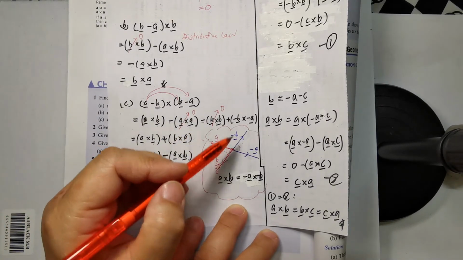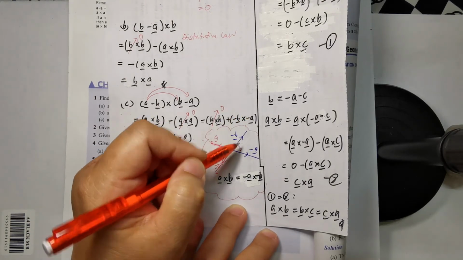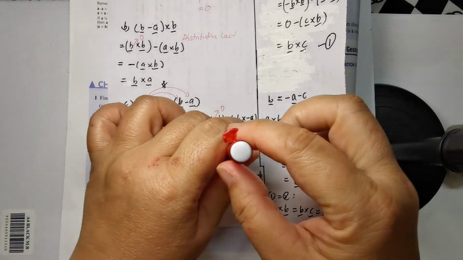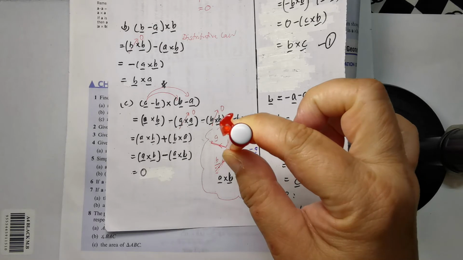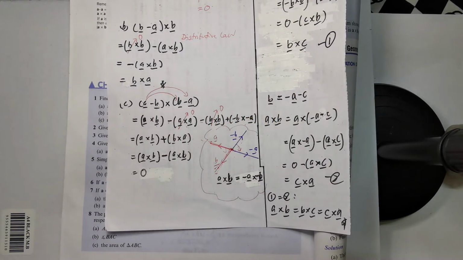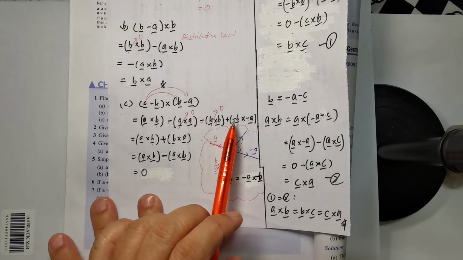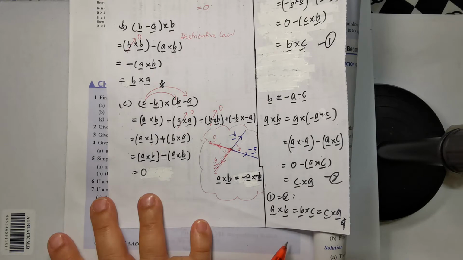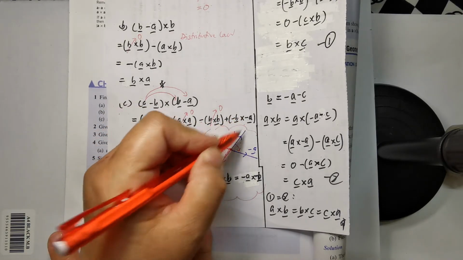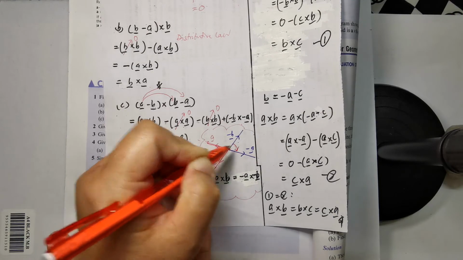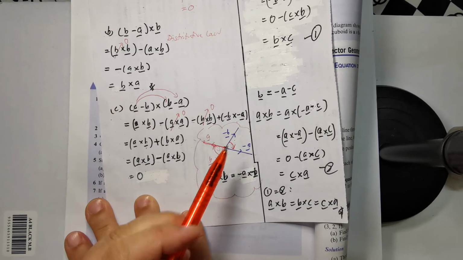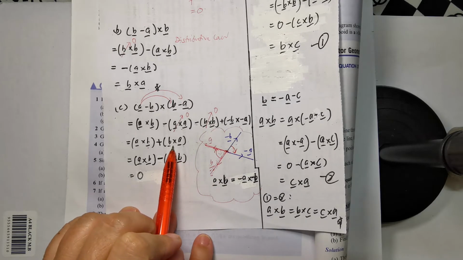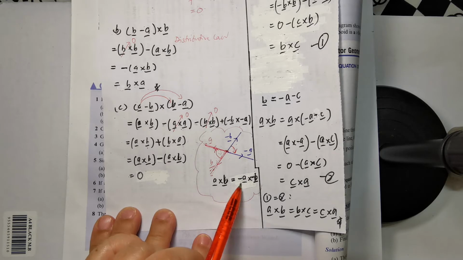If I use negative B cross negative A, it is the same, right? The vector product is also perpendicular, the same vector. So from here, I can make a conclusion: negative B cross negative A is the same as B cross A, because negative B cross negative A is in this direction, and B cross A is also in the same direction, clockwise. So from this diagram, negative B cross negative A is the same as B cross A, or we can say A cross B is the same as negative A cross negative B.